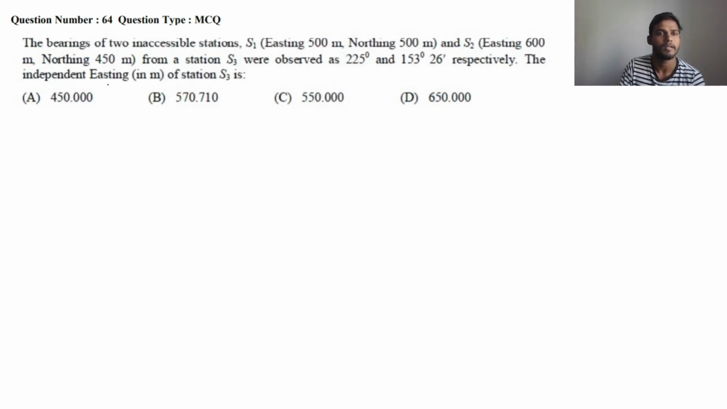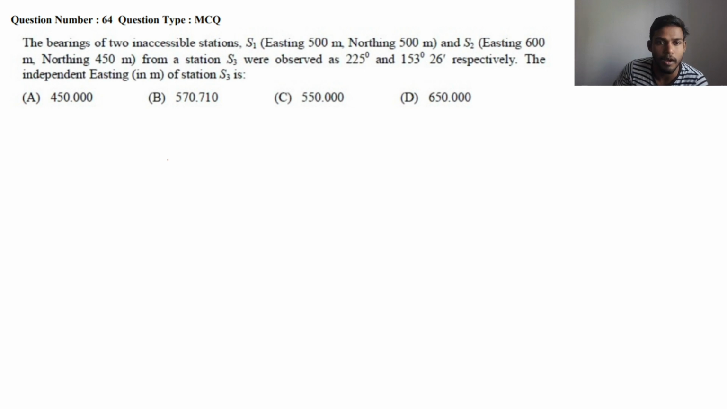Next question. The bearings of two inaccessible stations S1 and S2, their latitude and departure are given, that is, easting and northing from station S3. Their angles, S1 and S2's angle with respect to S3, are 225 degrees and 153 degrees 26 minutes respectively. Find the independent easting of station S3.